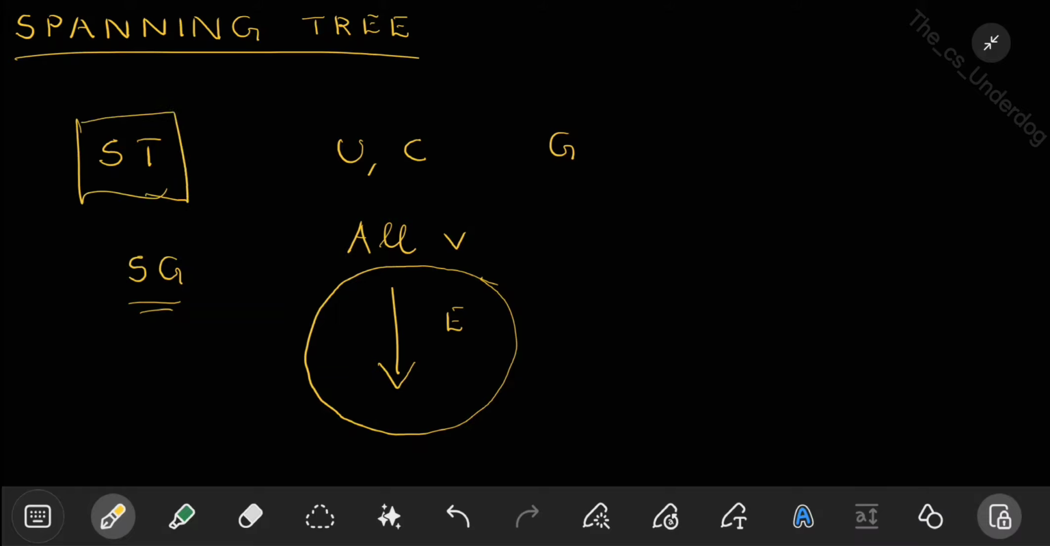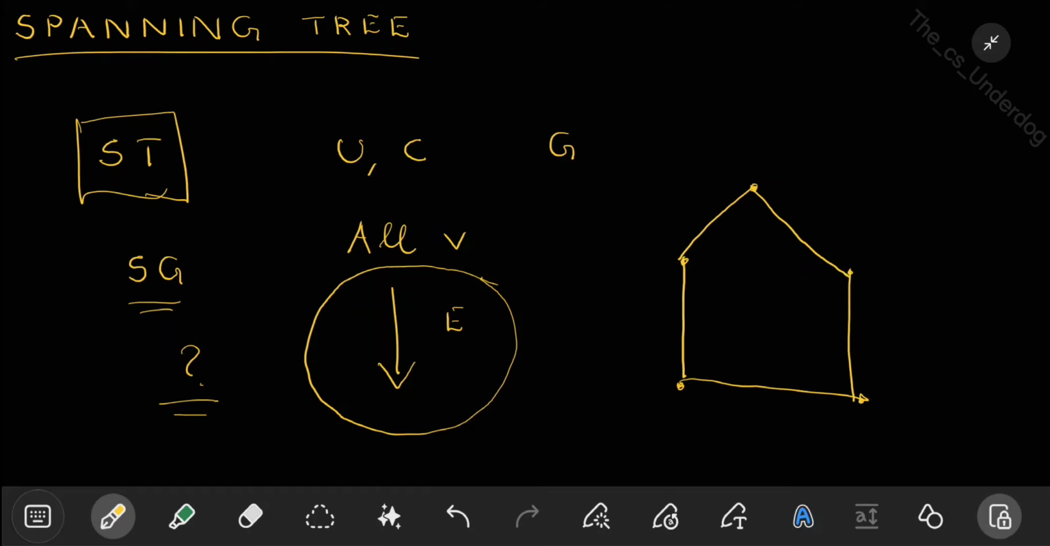When I say it should have minimum possible number of edges, can there be cycles in the spanning tree? Can you have any cycle in the spanning tree? The answer is no. And why is it? Because if you have a graph like this, these are the vertices of your graph. Let us assume there is a cycle, okay? This graph is having a cycle like this.